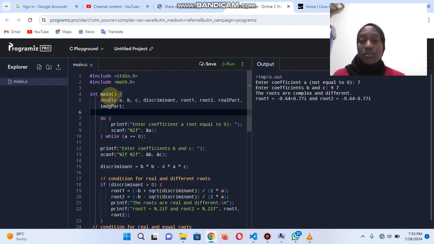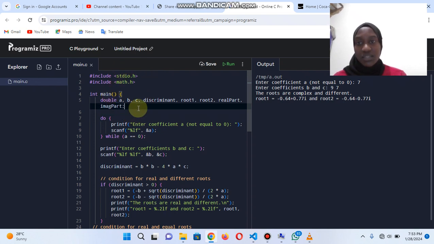Well, the first part, we're going to write the int main. In C programs, the program is executed after the word main. Whatever you write below the word main is what the program is going to execute, and we want our program to begin from there, and we use the double keyword to list our inputs.